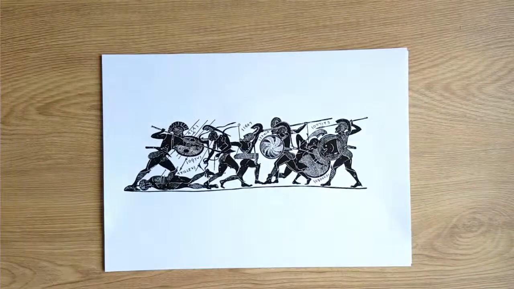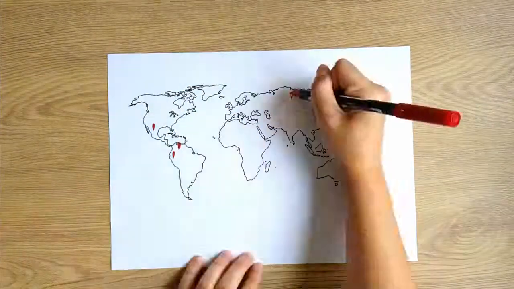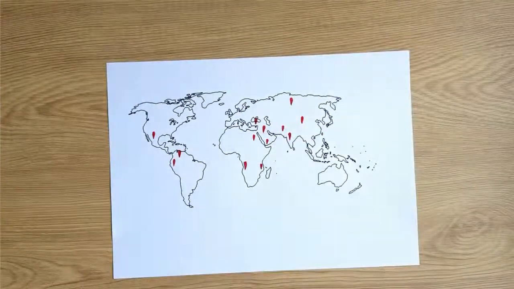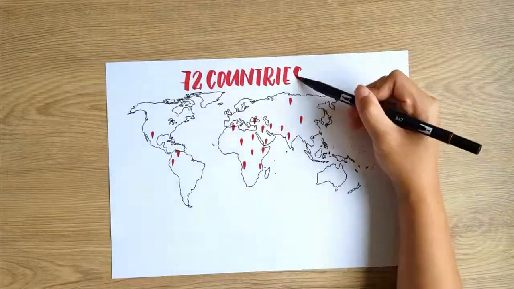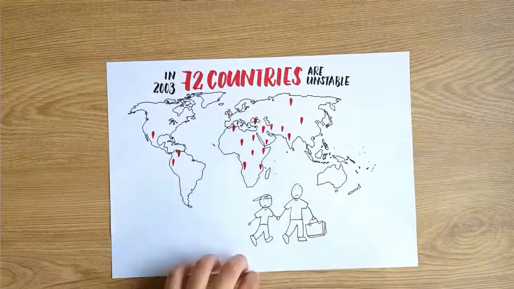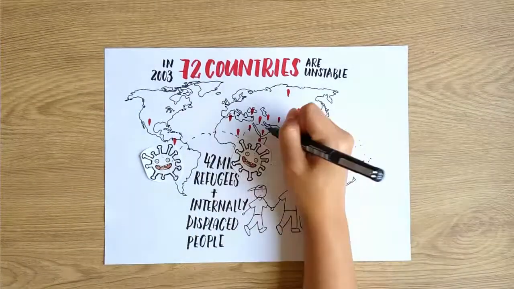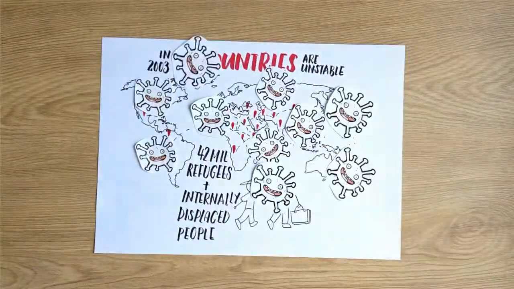Unfortunately, even nowadays, armed conflicts are still occurring in many regions of the world. In 2003, more than 72 countries were identified as unstable, and various conflicts have resulted in over 42 million refugees and internally displaced people worldwide. More importantly, these unstable conflicts increase the risk of disease transmission and infection, in particular HIV.